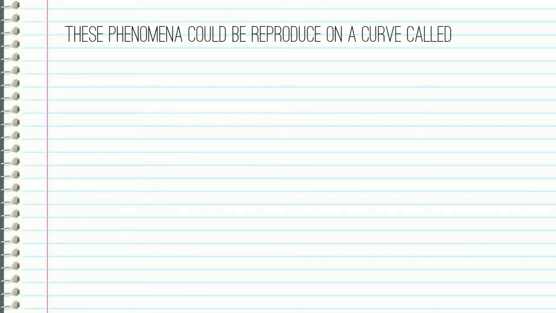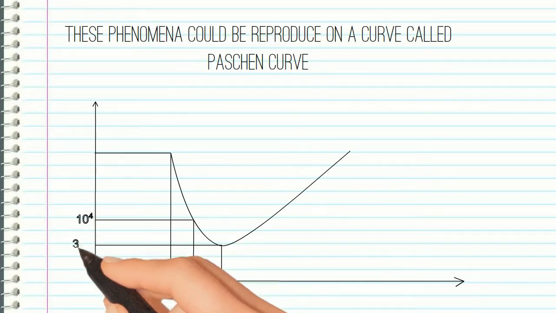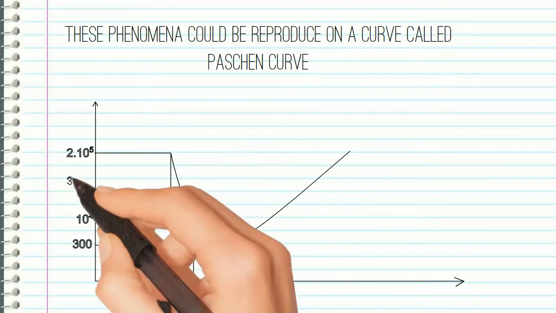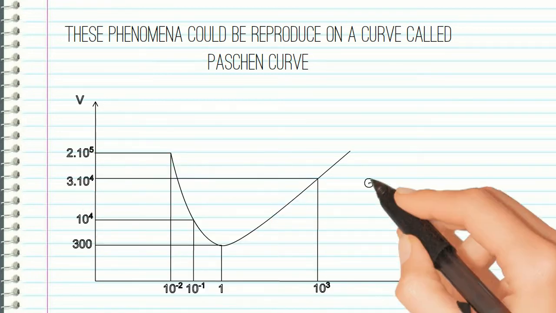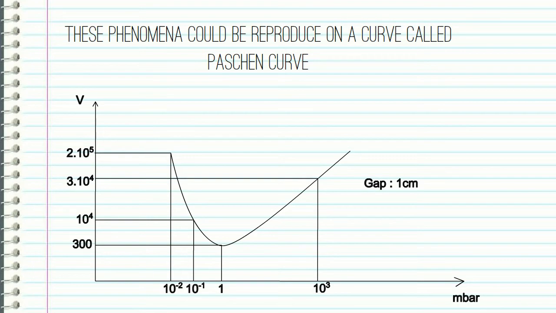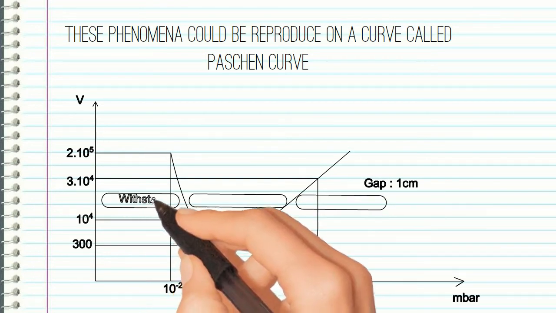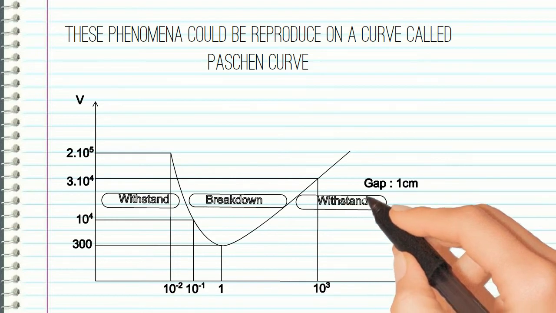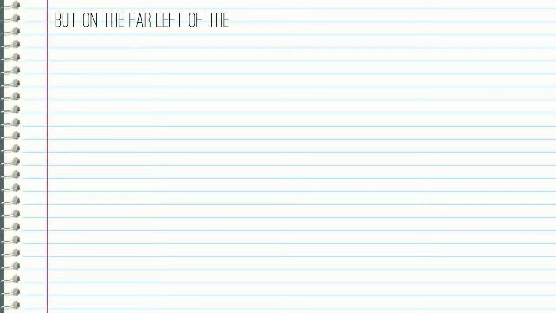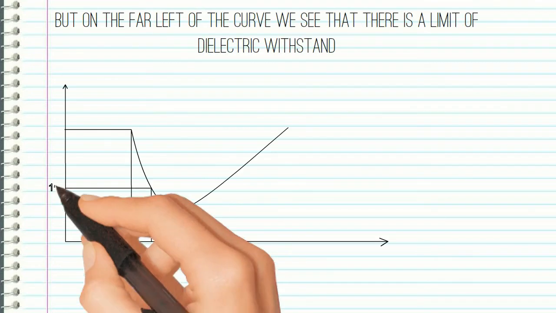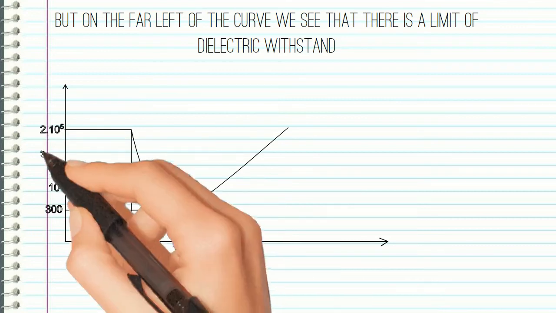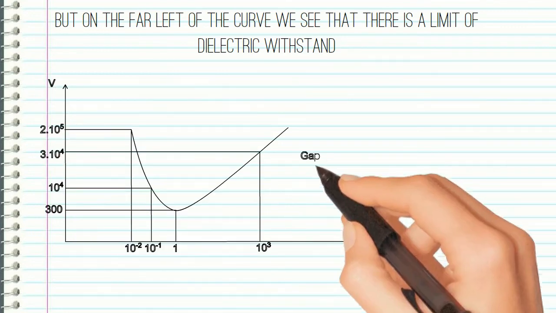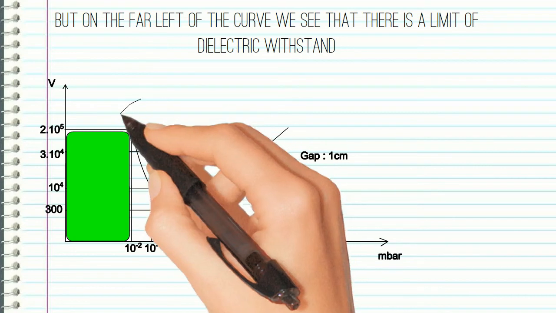These phenomena can be reproduced on a curve called the Paschen curve. This is the Paschen curve for nitrogen, which is the main component of air, drawn for a gap of 1 centimeter. Here we move from the left to the right. At a defined voltage we get withstand, breakdown, withstand. But on the far left of the curve we see that there is a limit of dielectric withstand. The dielectric withstand is limited by other phenomena linked to the contact surface and not to gas.